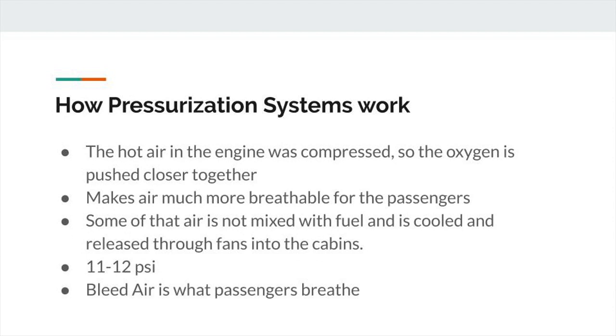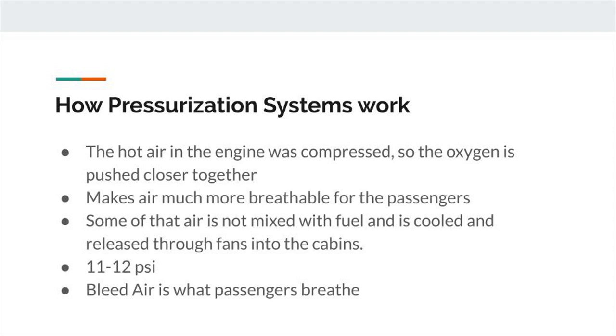How do we breathe almost 30,000 feet into the atmosphere? This is because of pressurization systems. The main component is the jet turbine or the engine. So when this hot air was compressed, the oxygen molecules are pushed closer together. This is good for the jet because it needs a lot of oxygen to burn the fuel, but this also makes the air much more breathable for the passengers in the plane.